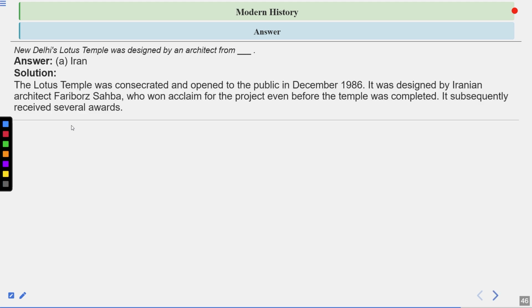The Lotus Temple was consecrated and opened to the public in December 1986. It was designed by Iranian architect Fariborz Sahba, who won acclaim for the project even before the temple was completed. It subsequently received several awards.